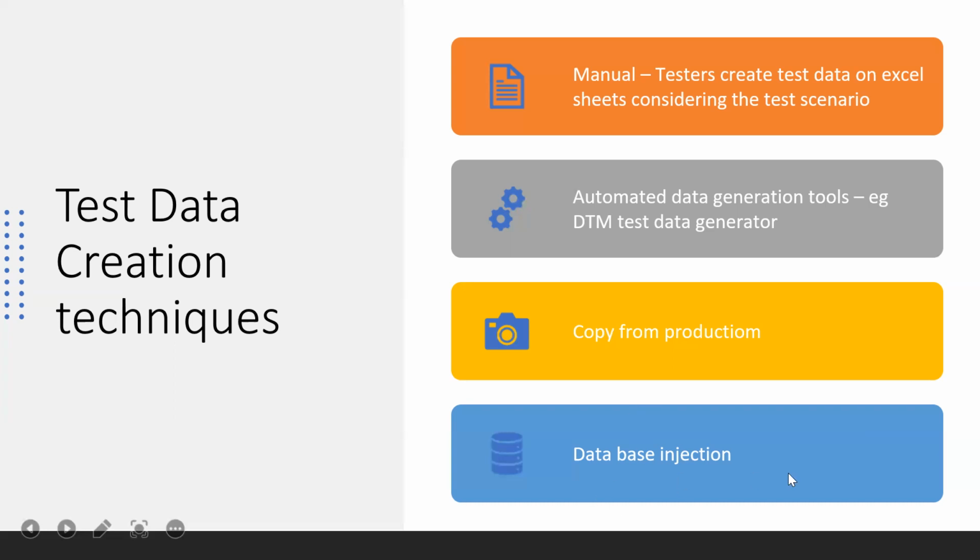And next is database injection. I said it earlier, right? We go to a database, we update the value of Ashwini to null, and we test a scenario, right? So that method of injecting different data into the database and testing is called database injection.